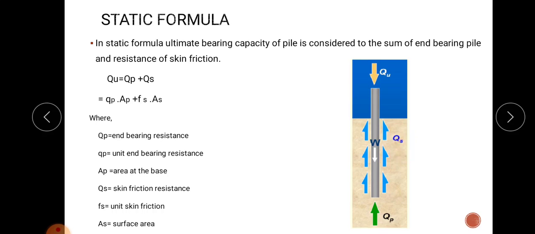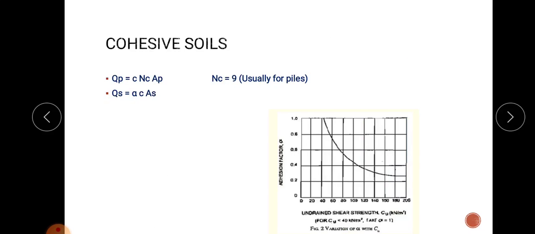This static formula is used for calculating bearing capacity of a pile, and this pile may be resting on cohesive soil or cohesionless soil. For cohesive soil, the equation is QP equal to C NC into AP. This equation comes from Terzaghi's bearing capacity equation. Since it is cohesive soil, only the first term, C NC, will be there, and this NC value will be 9 for piles. And QS is equal to alpha C into AS. Alpha is the adhesion factor, C is the unit cohesion.